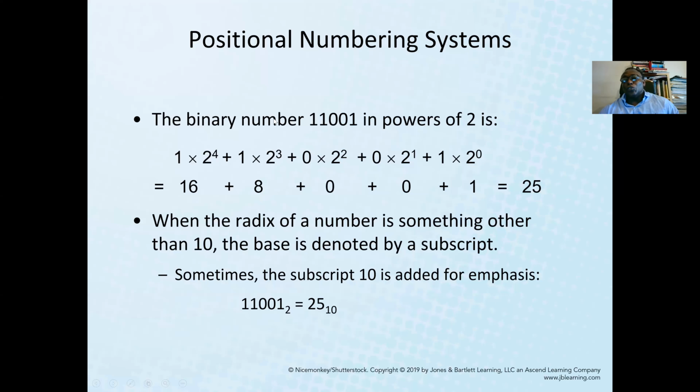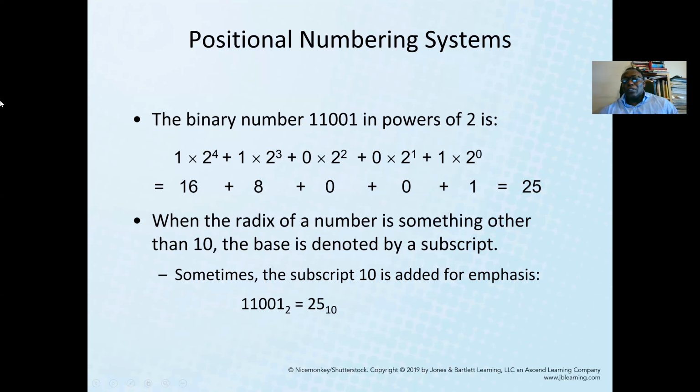And the base is always 2 because binary. So 2 to the power 4 times 1, 2 to the power 3 times 1, because we have 1 here, plus 0 is 2 to the power 2, another 0, 2 to the power 1. The last value, 1, is a single unit, so it's 2 to the power 0. When we add these values together, we get 25. So this means 25 decimal number is the same as 11001 binary.